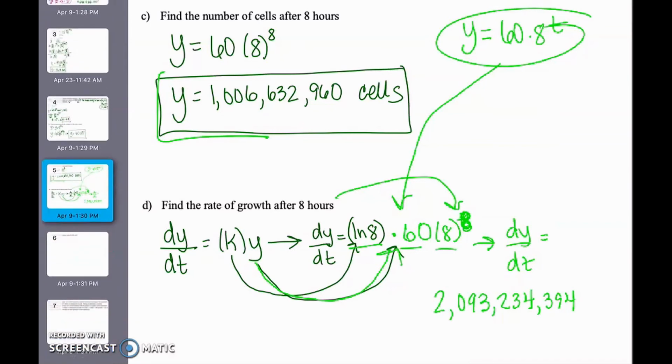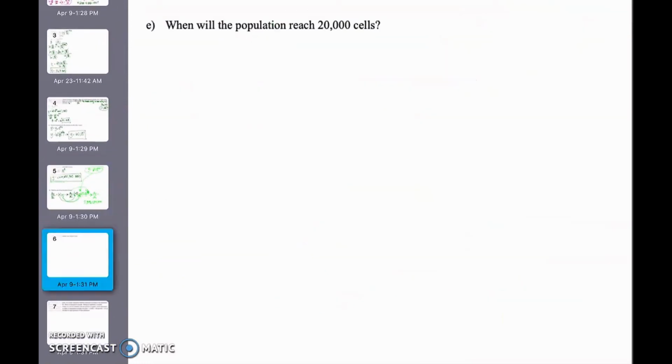All right. And then part E, the last part of the problem, says, when will our population reach 20,000 cells? So again, you could do this on your graphing calculator, right? You could graph our function 60 times 8 to the t power. You could graph 20,000 and you could calculate the intersection. Or you could do it algebraically, which is what I'm about to do right now, which is 20,000 is equal to 60 times 8 to the t power.